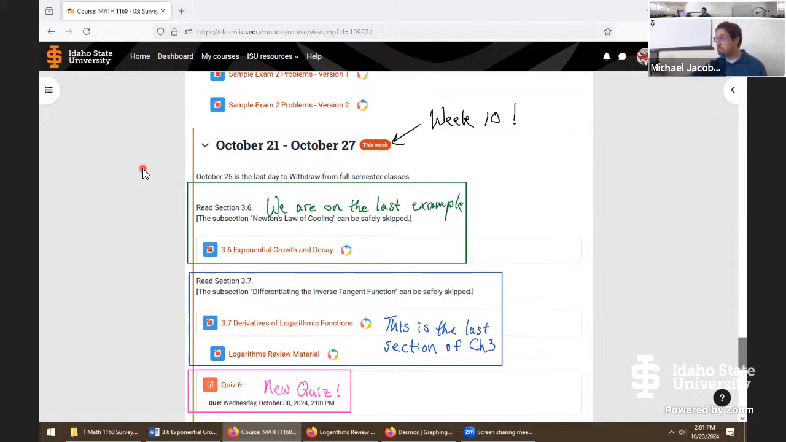Oh, I should mention, we don't have any quiz that's due this week, since last week was an exam week. There's just too many things going on to assign a quiz with all that. But we do have a brand new quiz posted, quiz number 6. And this one is heavily based off what's going on in section 3.6. So now, getting started.